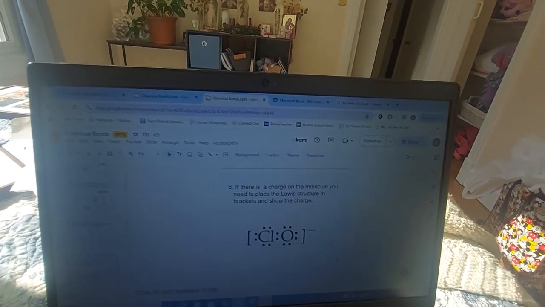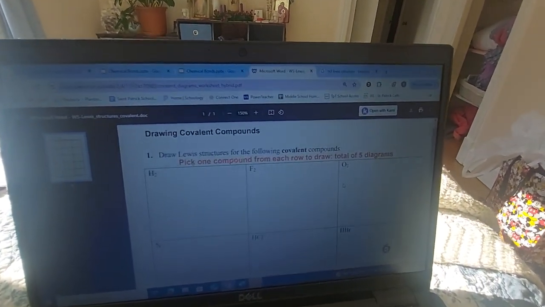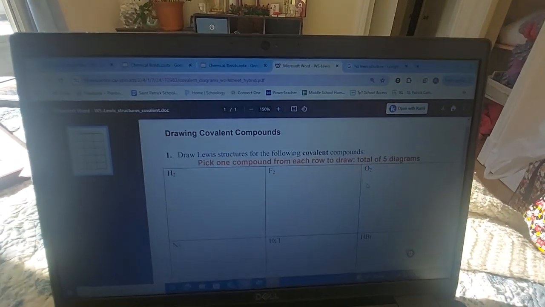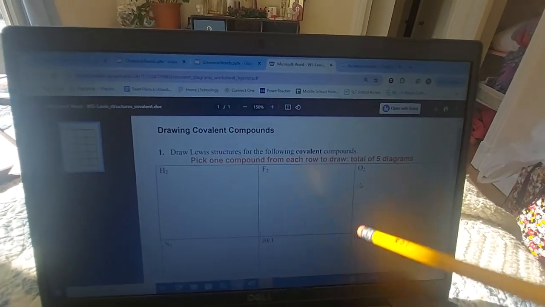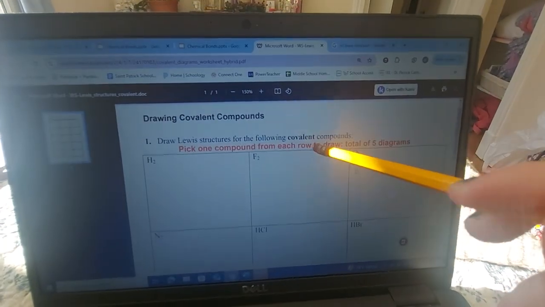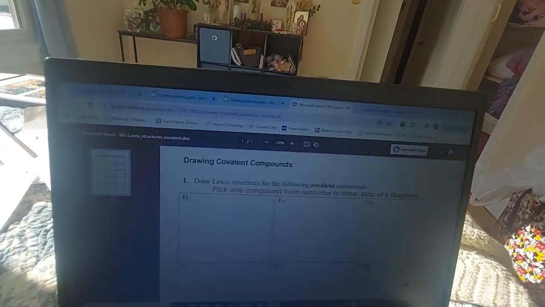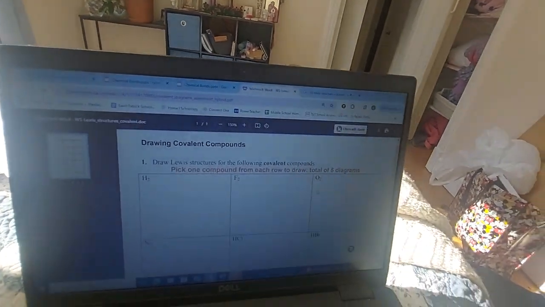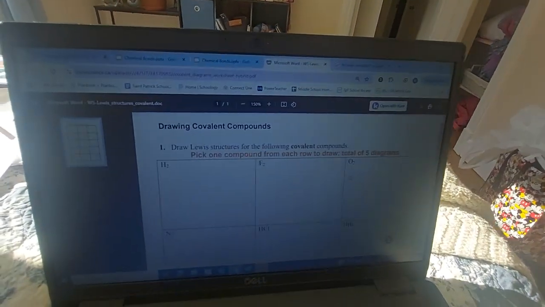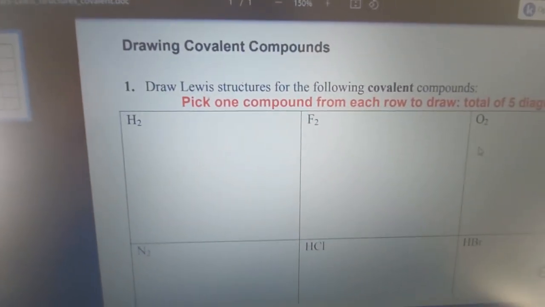All right, what you guys are going to be doing today, you should have a sheet like this that if she hasn't passed out already, or he, I forget who the substitute is, please pass it out at this time. Okay, so drawing covalent compounds. I'm going to do 1 or 2 examples with you now. Then you're going to do a few on your own. All right, so our first one here is H2.